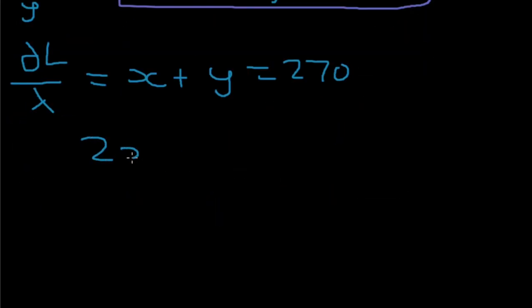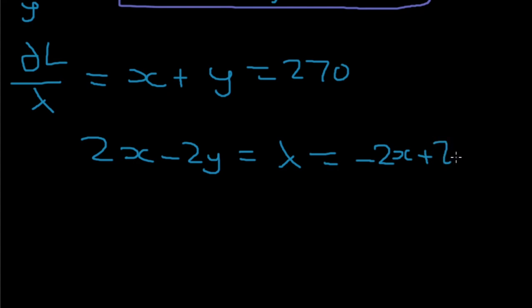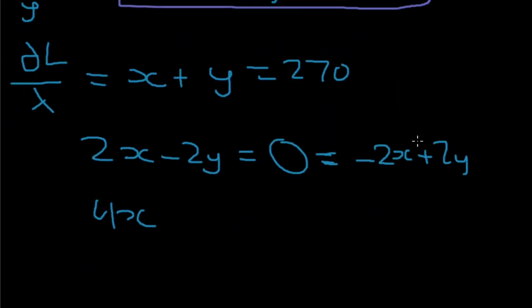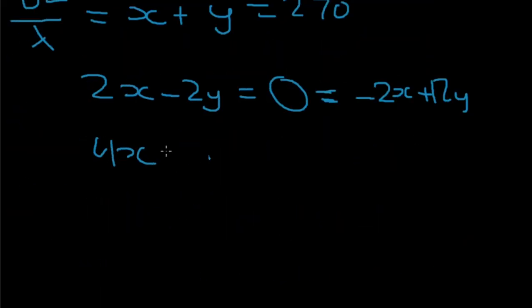So we will have 2x minus 2y is going to equal lambda, which is going to equal negative 2x plus 12y. And in this situation, lambda is just going to be equal to 0. Alright, so now we will just get all the variables on one side. So plus 2x on here, so we have 4x. And why did I put 2y here? Sorry, 12y. Minus 12y here, so we have minus 14y going to be equal to 0.